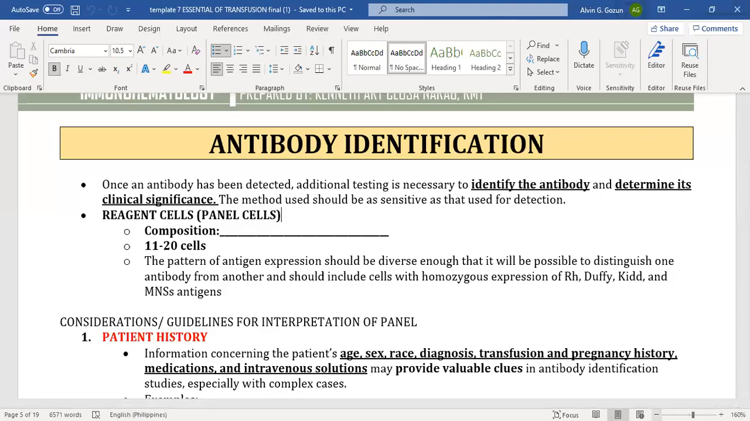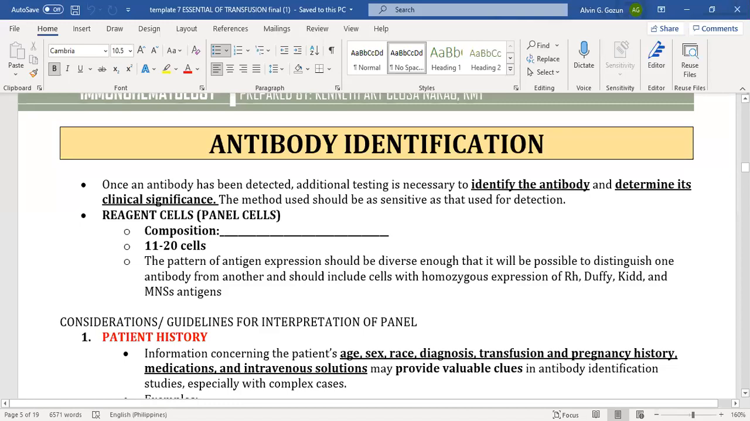Screening, let's proceed with antibody identification. So, in antibody screening, di ba, ano lang ba yung mga possible causes or results ng antibody screening? Once kasi yung nag-positive sa antibody screening, we should proceed with antibody identification.